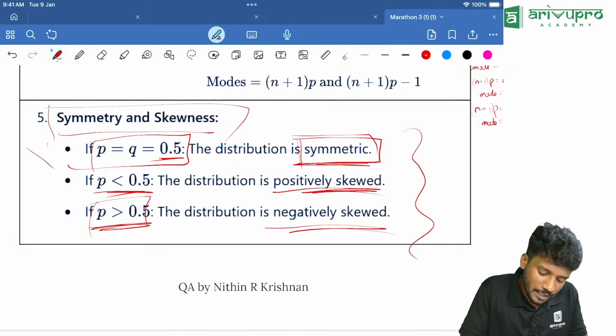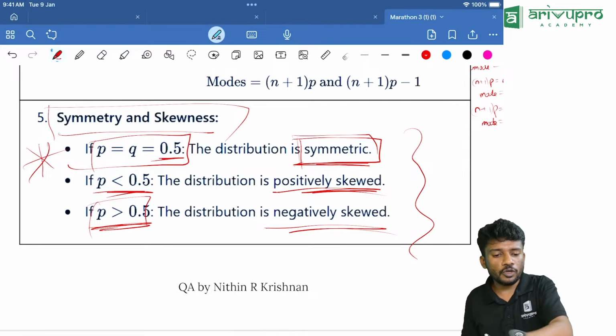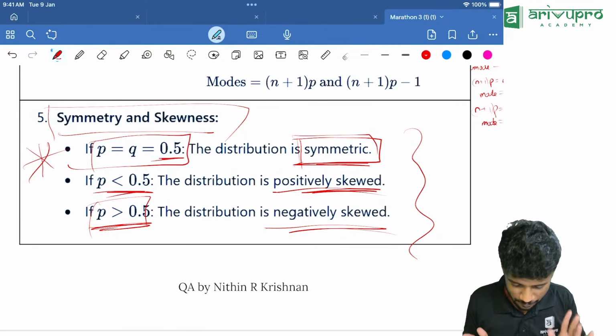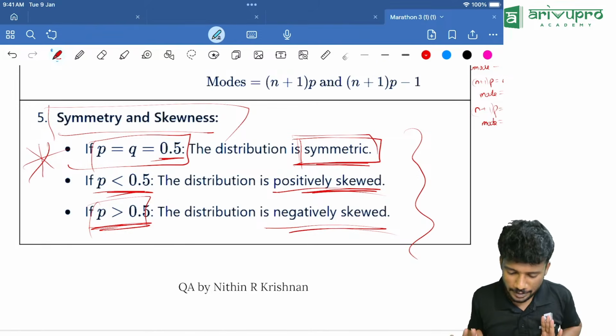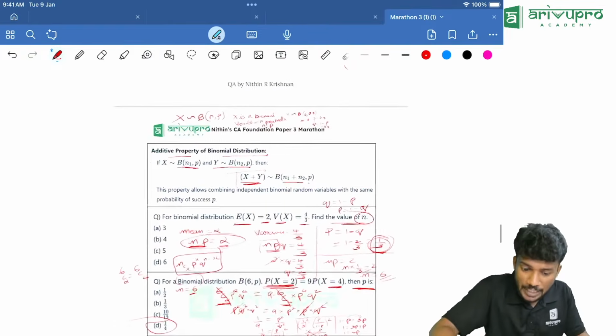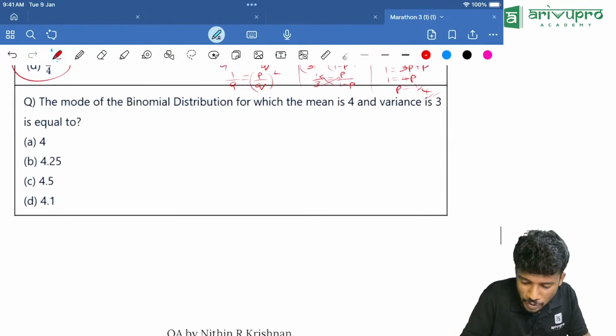Make a note, previous year 1 mark questions. All these 3 are previous year questions. Why 1 mark question? Only 1 mark is there for each question. Yes, these 3 are very, very important. Keep a note of that. Okay. Now, I am going to this question.